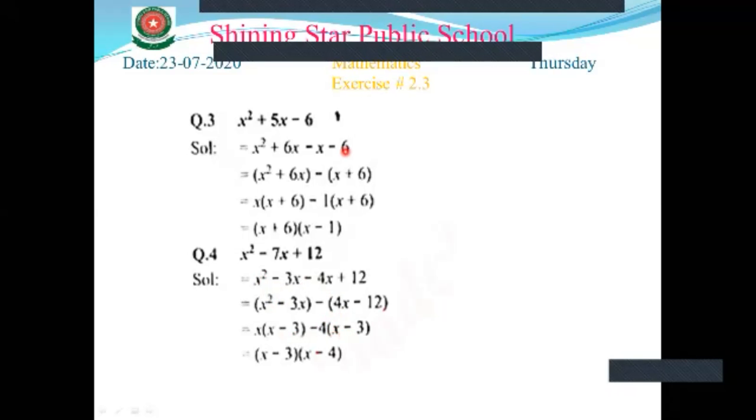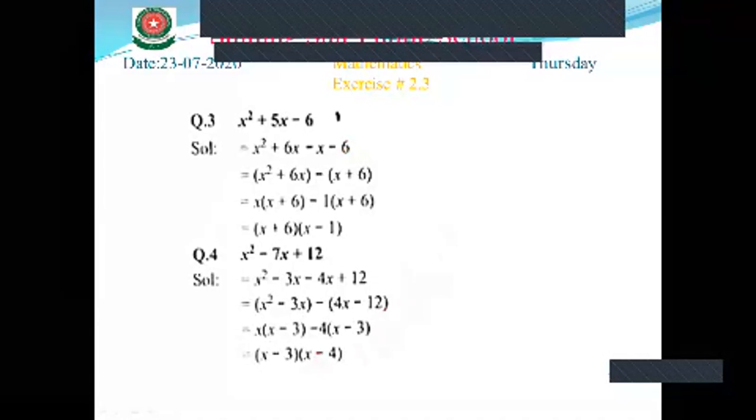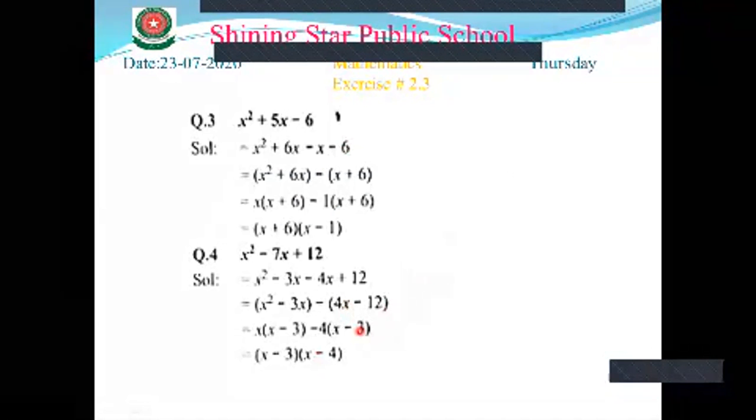x minus 3. Okay, so it becomes x minus 3. Now take the common x minus 3 from these two terms. When we take the common x minus 3, from this term we get x, and from this term we get minus 4. So we get the answer x minus 3 multiply x minus 4. And when we multiply them, we must get x square minus 7x plus 12.